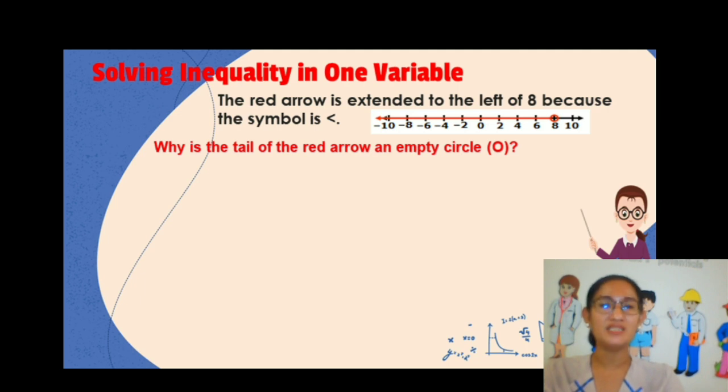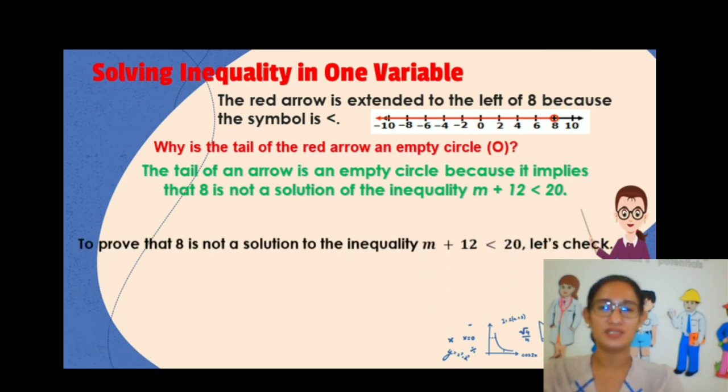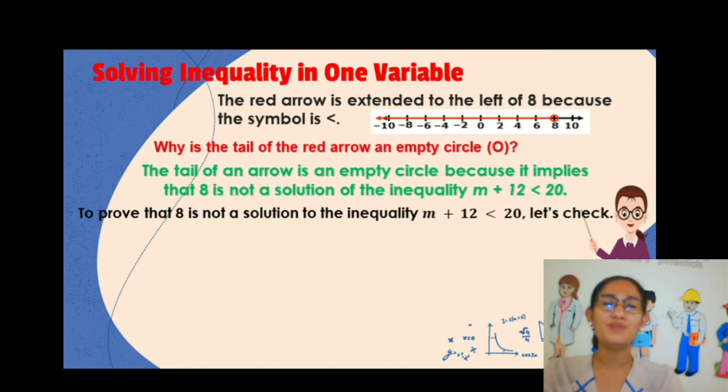Question: why is the tail of the red arrow an empty circle? The tail of the arrow is an empty circle because it implies that 8 is not a solution of the inequality m plus 12 is less than 20. To prove that 8 is not a solution to the inequality m plus 12 is less than 20, let's check it out.